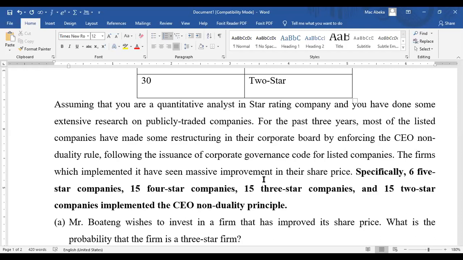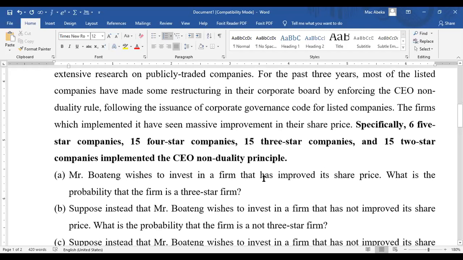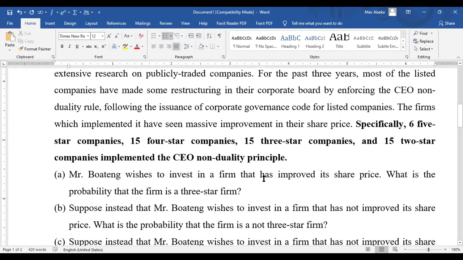So here, the question says that Mr. Boateng wishes to invest in a firm that has improved its share price. What is the probability that the firm is a 3-star firm? So essentially, Mr. Boateng wishes to invest in a firm that has actually implemented the rule. What is the probability that the firm is a 3-star firm? Now, in scenarios like this, first of all, we have to draw the probability tree, which will help us analyze the question very well, okay?